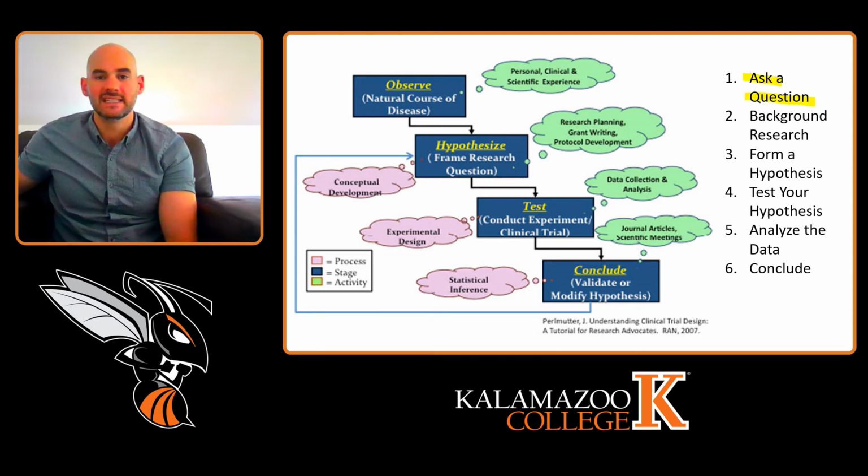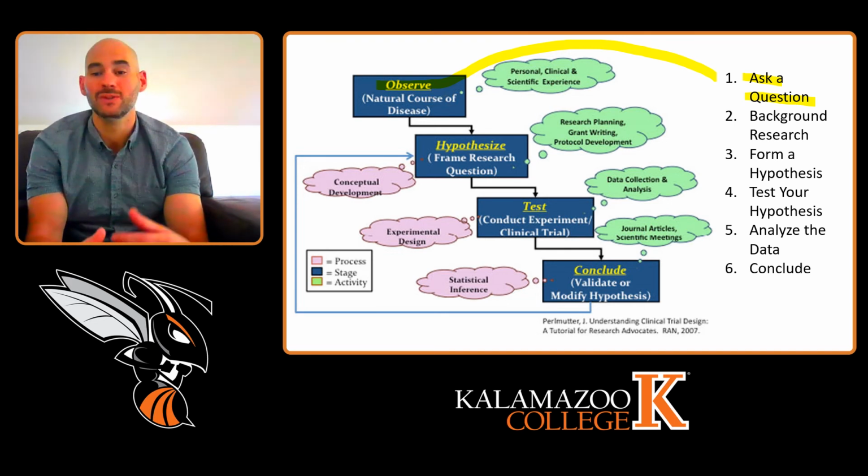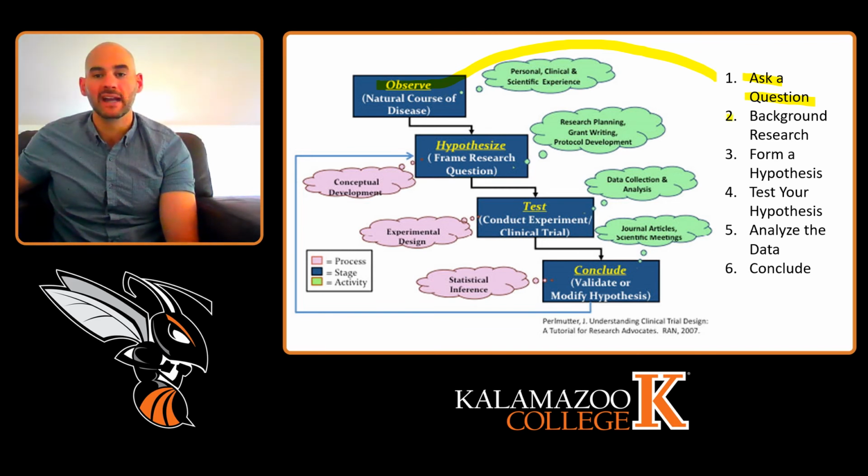And in this image, this is basically your observe situation. So through personal and clinical and scientific experience, you see this problem in the world. You notice that a particular type of cancer is developing and you want to improve the world by getting rid of it. You ask, how do we cure, how do we treat that form of cancer? I'm going to come back to the second step, so I'm not going to cross it off for now. But the rest of these are pretty straightforward.